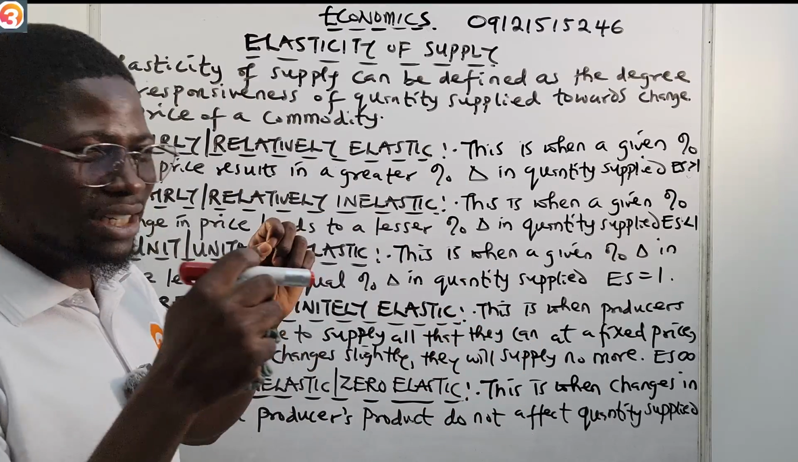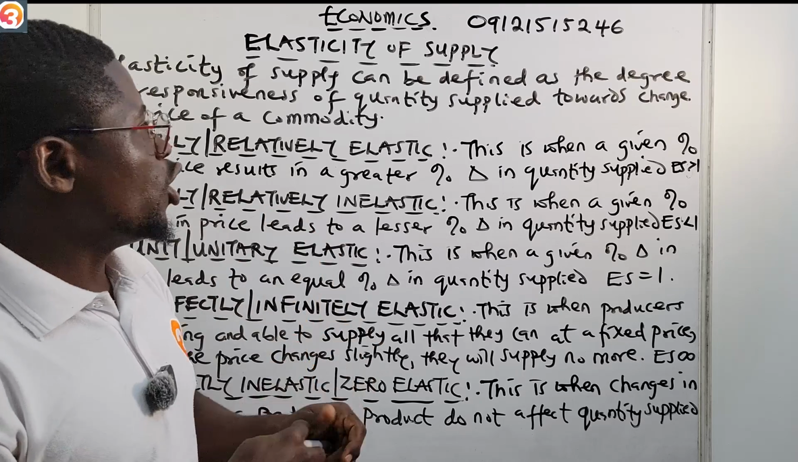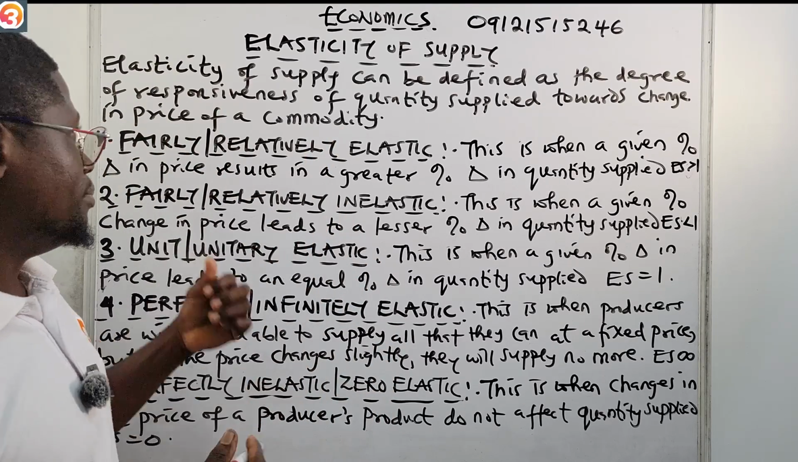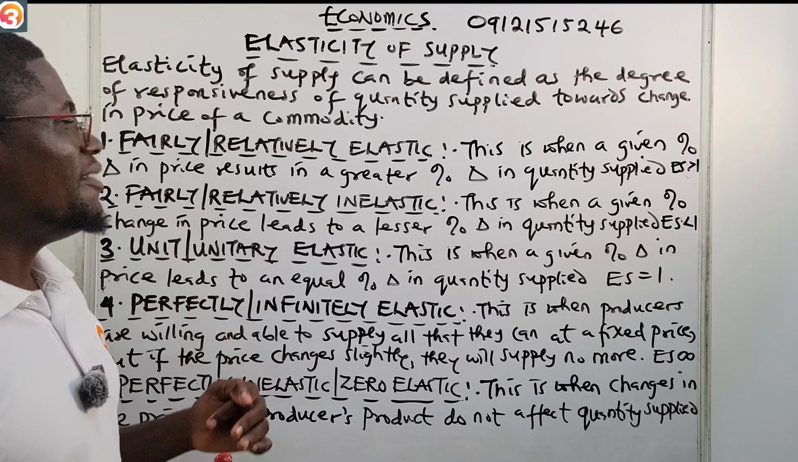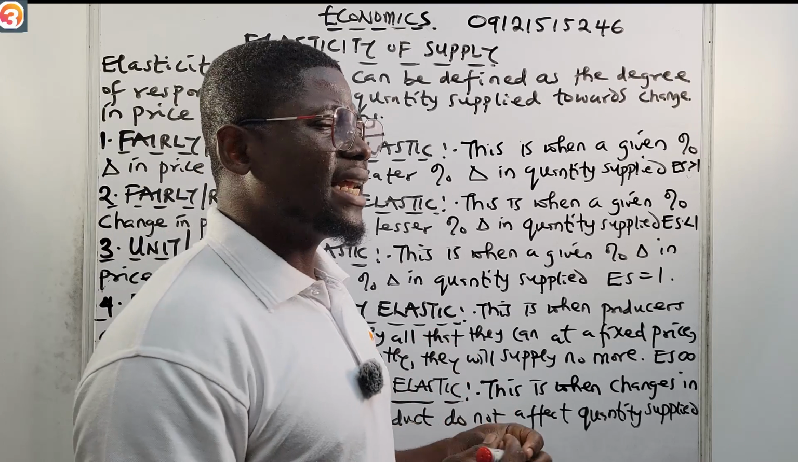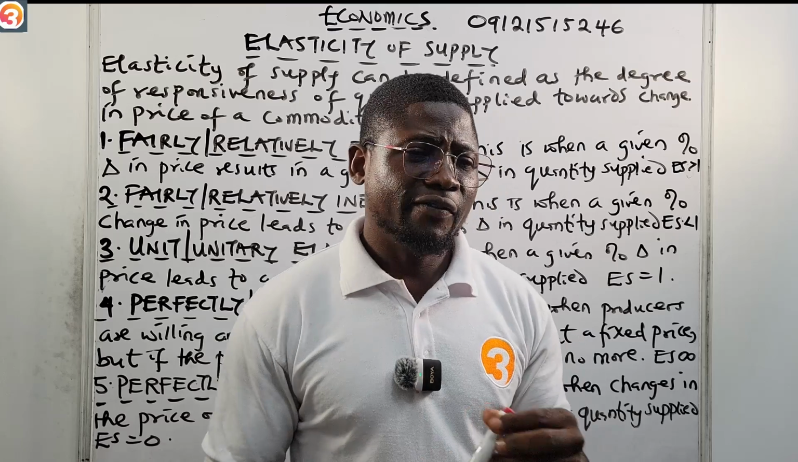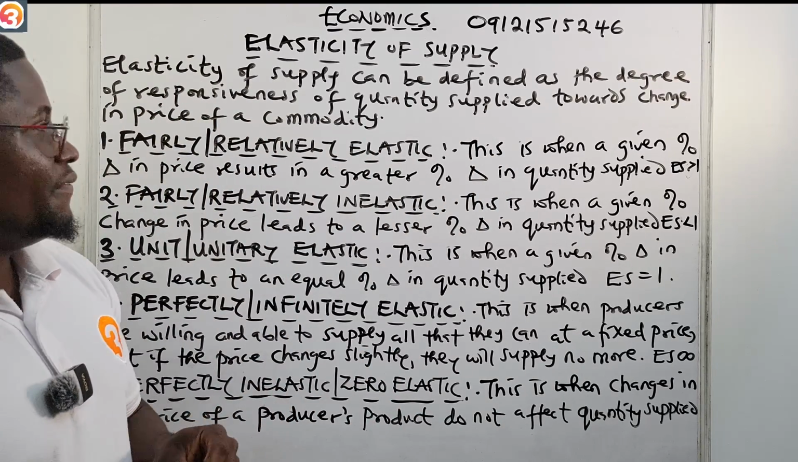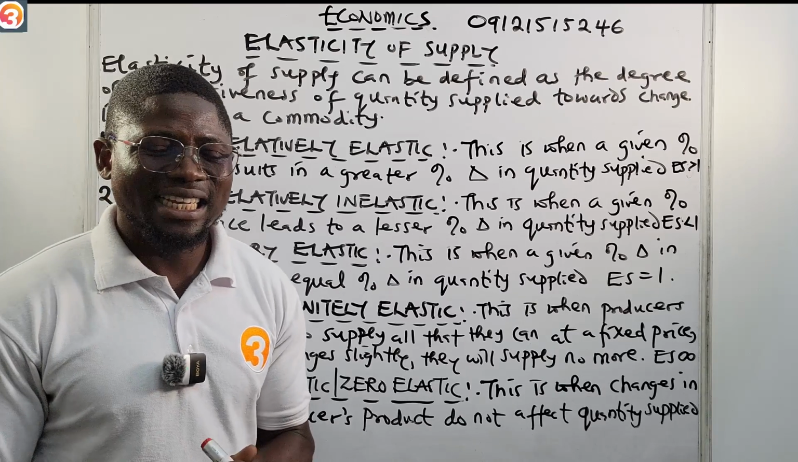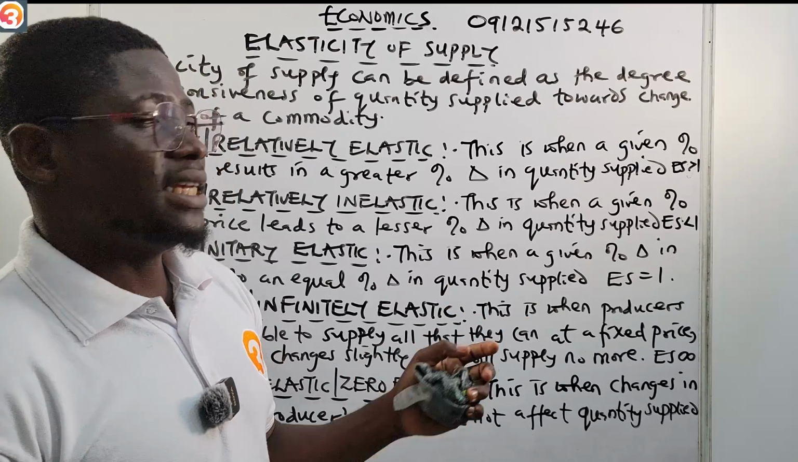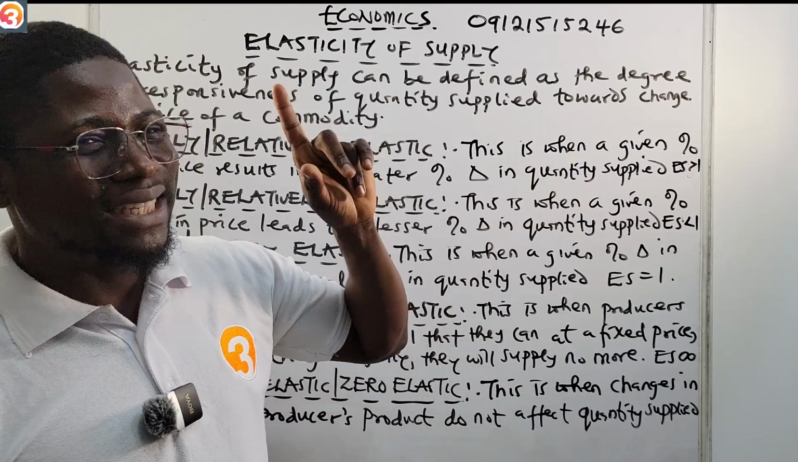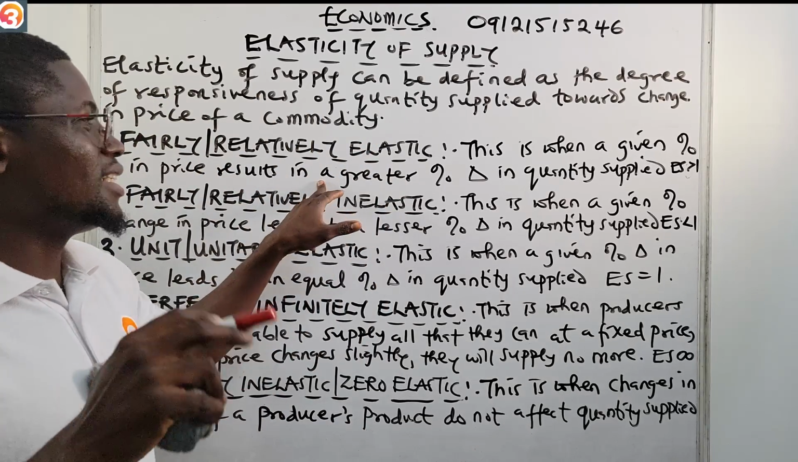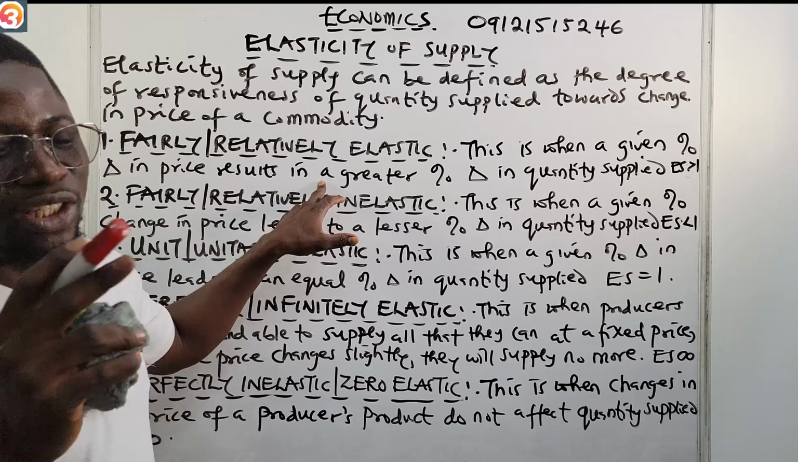It tells us the magnitude of the degree of responsiveness of change of quantity supplied towards the change in price of a commodity. So now we have 5 types of elasticity of supply we'll quickly look at. The first one is fairly or relatively elastic supply. Very easy to understand. This is when a given percentage change in price results in a greater percentage change in quantity supplied.